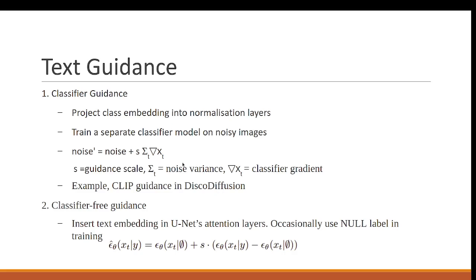And one example of how we use that in text-to-image generation is that, instead of using a class label, we use the CLIP loss to do this backpropagation. I will elaborate on CLIP in a later slide if you're not familiar. So that is the classifier guidance.